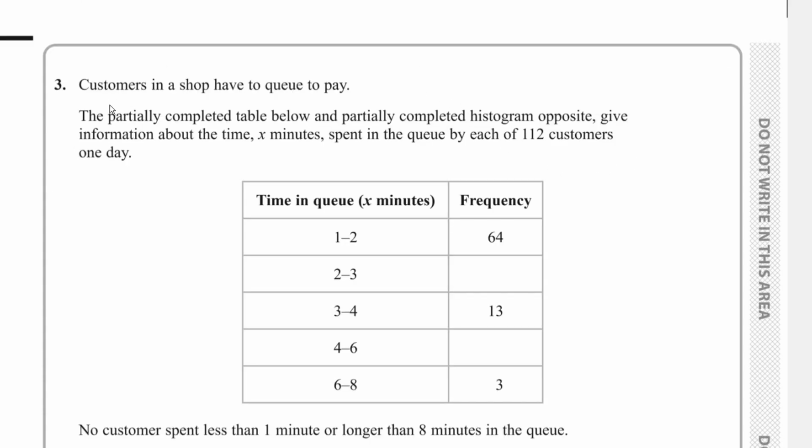Question number 3. Customers in a shop have to queue to pay. The partially completed table below and partially completed histogram opposite give information about the time, X minutes, spent in the queue by each of 112 customers one day.